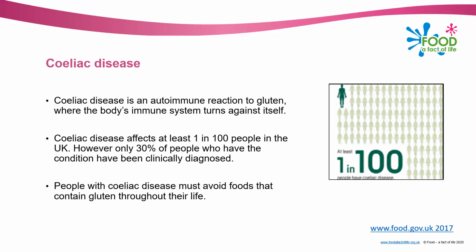If you look at the middle bullet point here, which says celiac disease affects at least 1 in 100 people in the UK. However, only 30% of people who have the condition have been clinically diagnosed. Now, with celiac disease, this is interesting in 2 ways, because you've got the fact that there's a significant proportion of people who have it but aren't diagnosed. There's also a significant proportion of people who self-diagnose either celiac disease or an unpleasant reaction to gluten for another reason, and then cut out gluten from their diet.